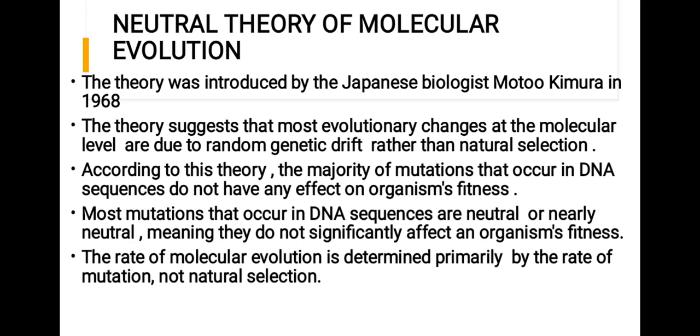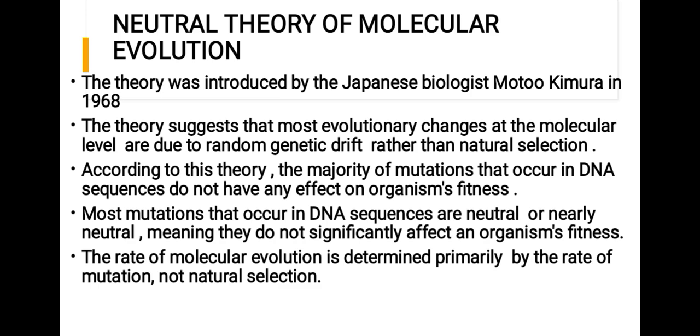This prediction has been supported by studies comparing the DNA sequences of different species and populations. The neutral theory also predicts that the vast majority of molecular changes should be silent, meaning they do not result in changes to the amino acid sequence of a protein. The neutral theory of molecular evolution challenges the traditional view that natural selection is the primary driver of evolutionary change at the molecular level. The neutral theory does not deny the existence of natural selection, but rather suggests that it may play a smaller role in molecular evolution than previously thought.